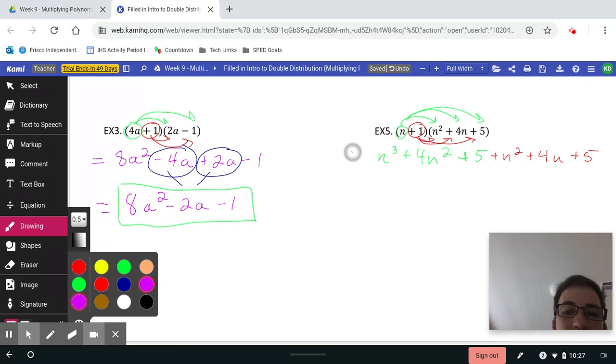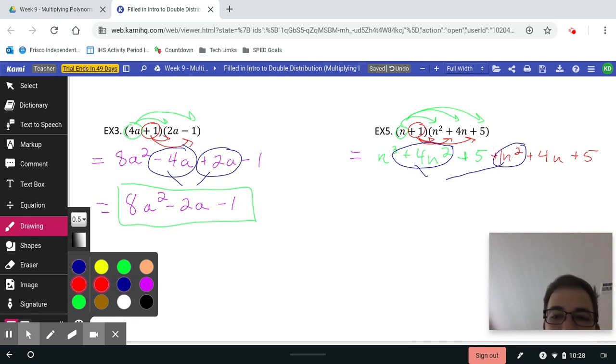So now we can go ahead and combine any like terms that we have. So we have 4n squared and n squared. So 4n squared plus, that's 1n squared. So 4 plus 1 is 5. So we do get 5n squared.